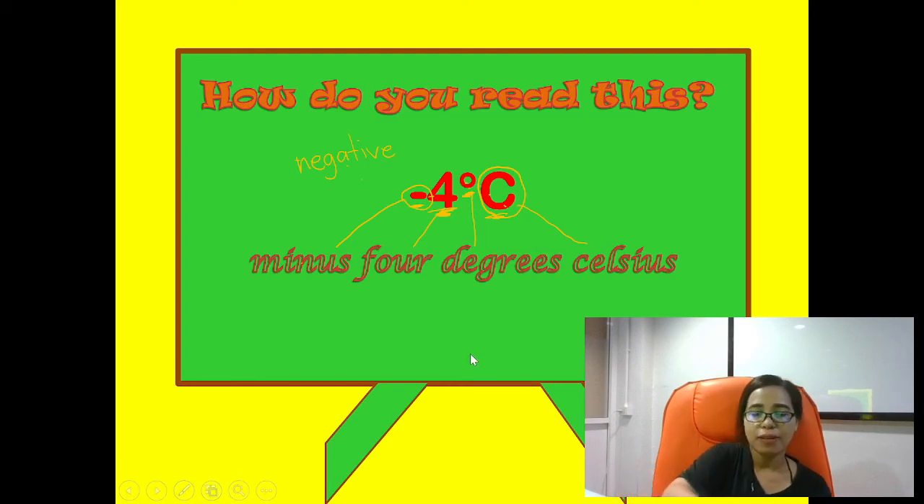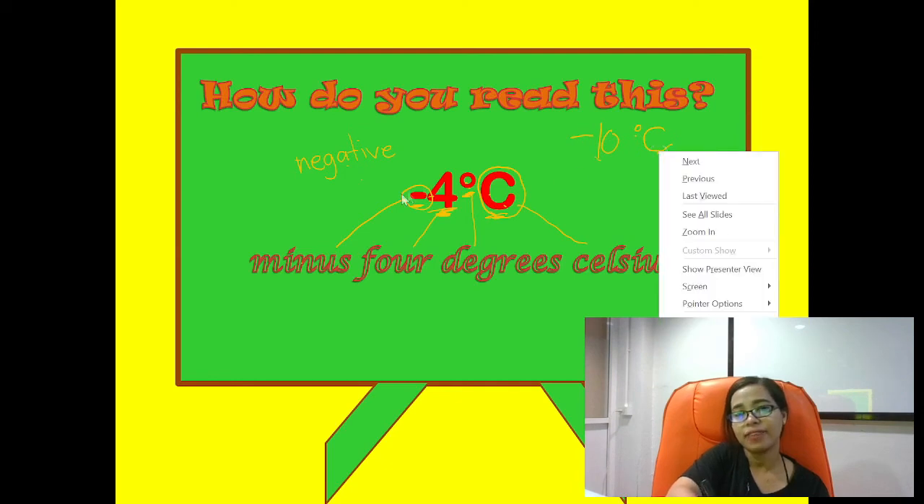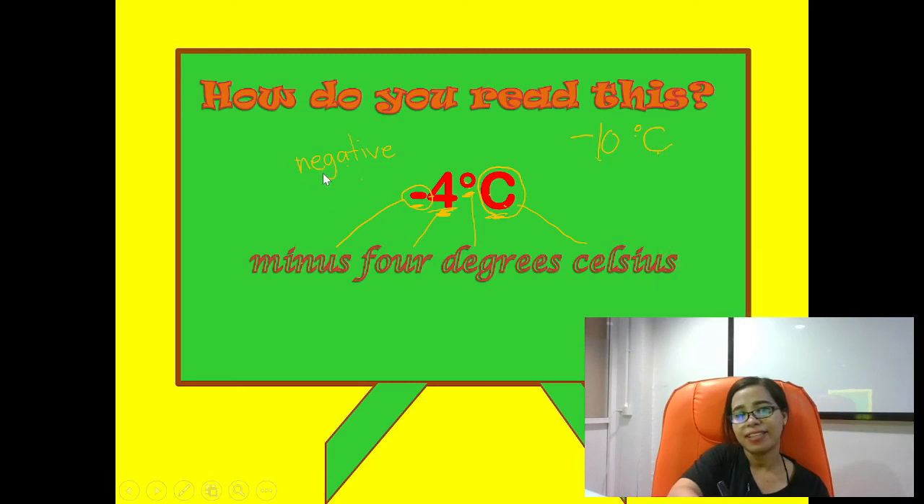So how about this one? I will give you another example. Okay. How about this one? It's freezing. It is already snowing. Okay, so this one is minus 10 degrees Celsius, or negative 10 degrees Celsius. Okay, please remember that.